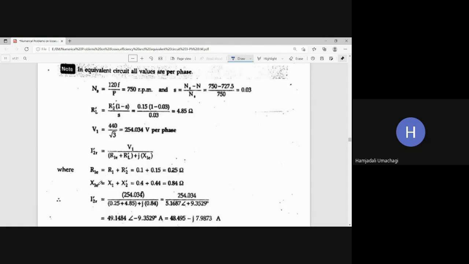The equivalent reactance referred to the stator side of the induction motor is X1e equal to X1 plus X2 dash, where X1 is 0.4 and X2 dash is 0.44. All this information is given in the problem statement itself. So X1e is 0.84 ohms. Now let us calculate the rotor current during running condition referred to the stator side, I dash 2R, which is the stator voltage divided by the denominator of this formula. So substitute V1 as 254.034, R1e is 0.25, RL dash 4.85, X1e is 0.84.